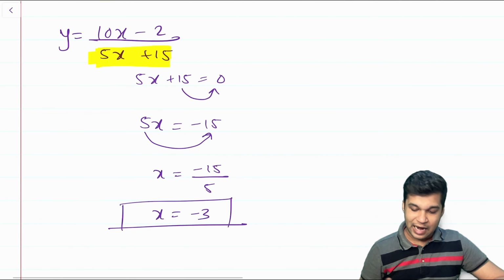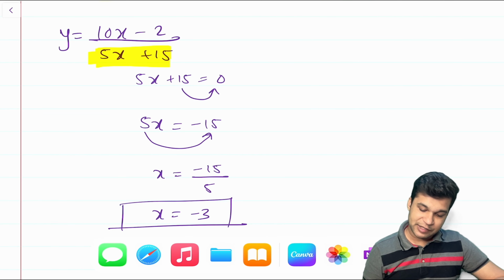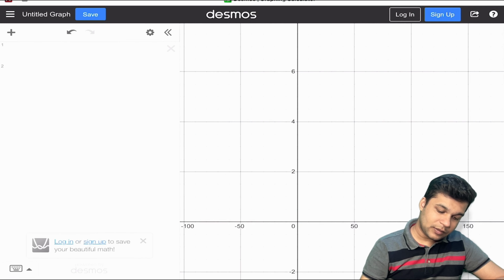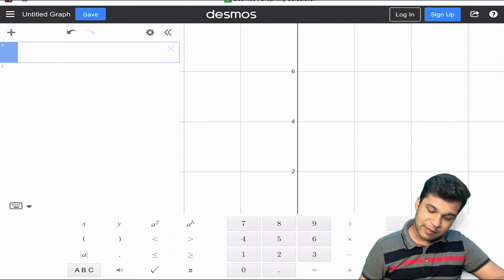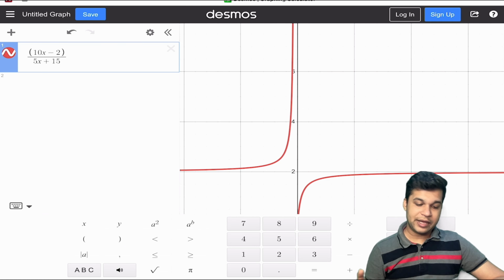If you want, I can graph it and show it to you. So the function is 10x minus 2 divided by 5x plus 15. Let me erase this. The function is 10x minus 2 divided by 5x plus 15. Okay, so this is how the graph looks like.